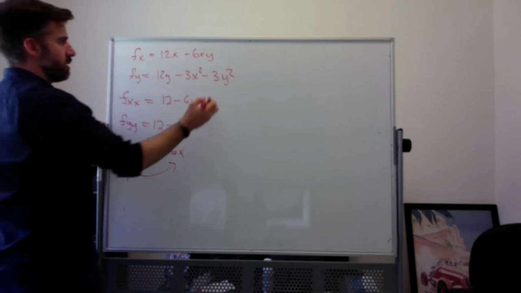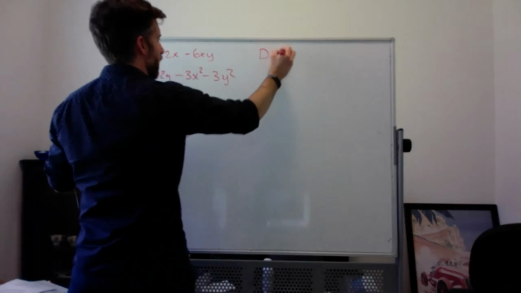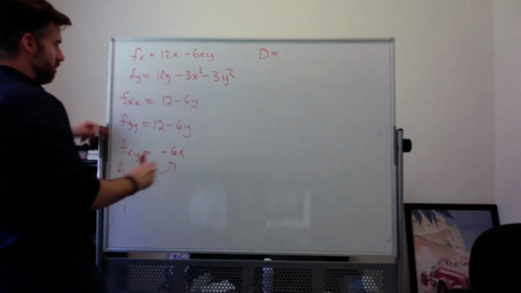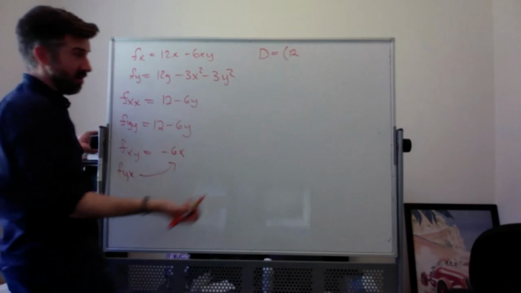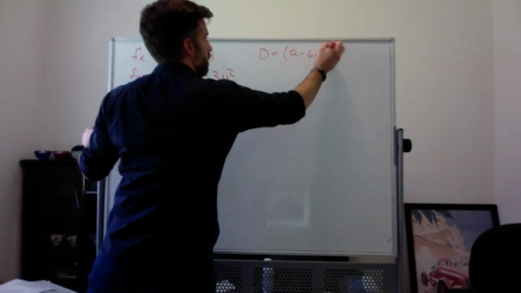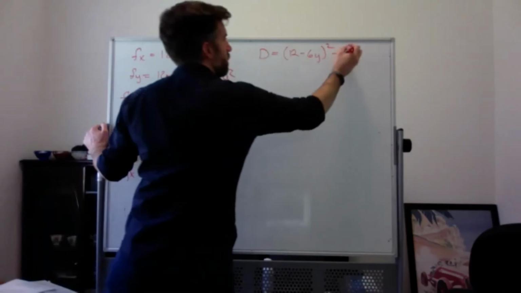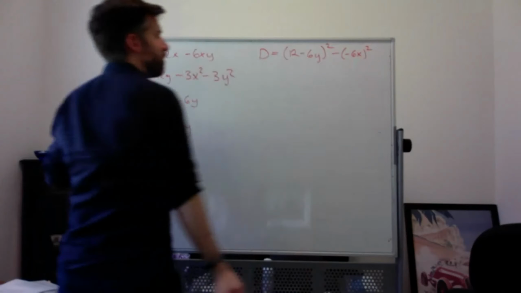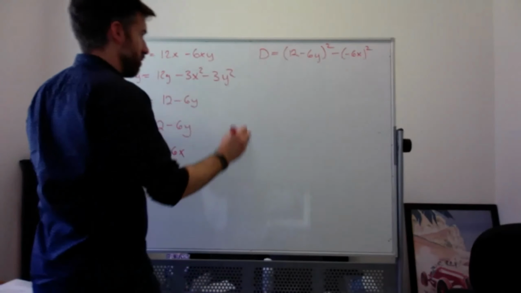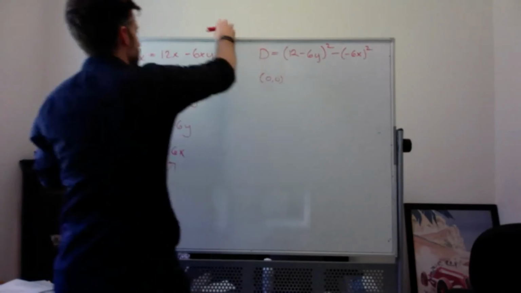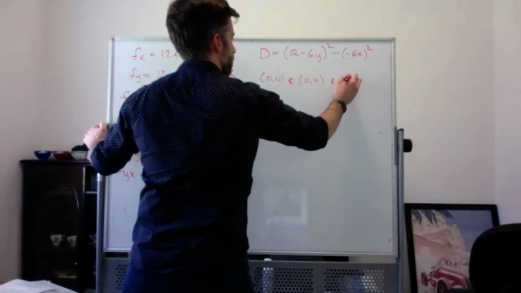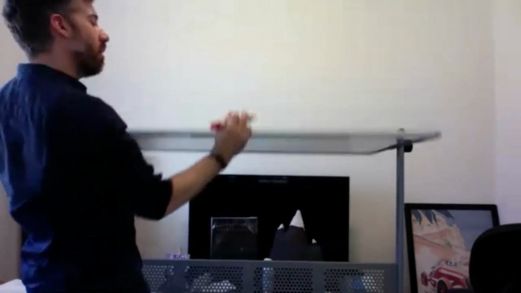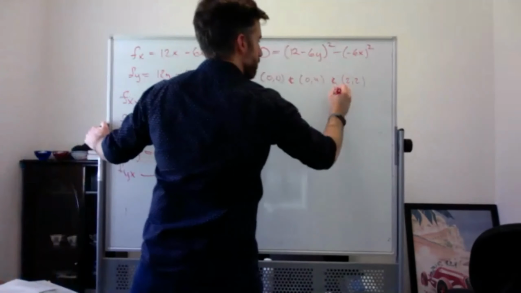Cool. All right, so our capital D is this times this minus this squared. Now, instead of writing this times this, I'm just going to write (12 minus 6y) squared, minus this squared. And then I'm going to plug in my various critical points. I've got (0, 0), and what else? (0, 4), and (2, 2), and (2, negative 2).